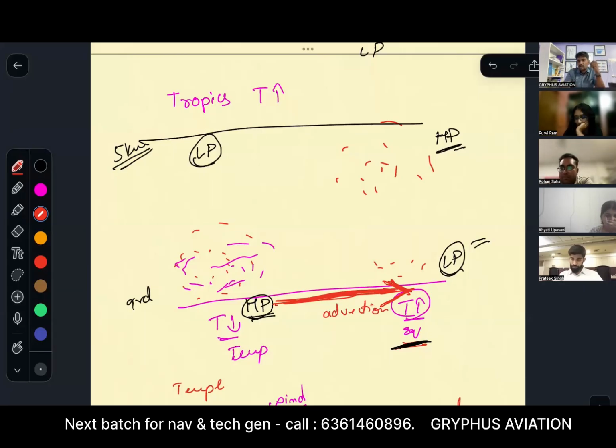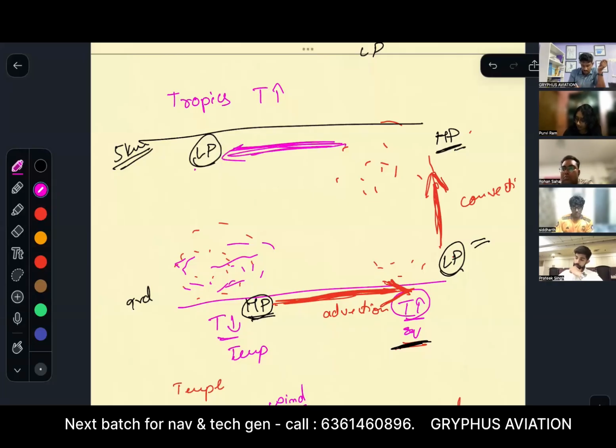Convection is vertical, low to high. So this is low, this is high. Air molecules are moving top. This is convection. Now again you see on this side, this is high, this is low, horizontal movement of air. This is advection. This is low, this is high. Again, this is convection. Now, if you observe in this, can we say there is a loop which is created?